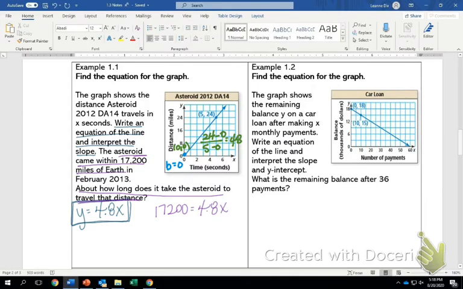And then I'm going to do a one-step equation where I divide by 4.8 on both sides. And it's going to give me approximately x equaling 3,583. If I take a calculator, please understand that this is in seconds. So if I take a calculator and I divide that by 60, because 1 minute is 60 seconds, then it should give me, let me double check my work, but it should give me about an hour.